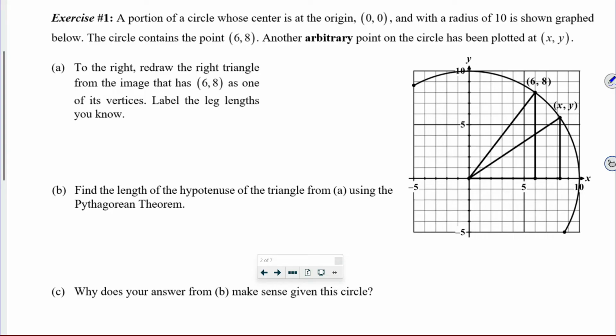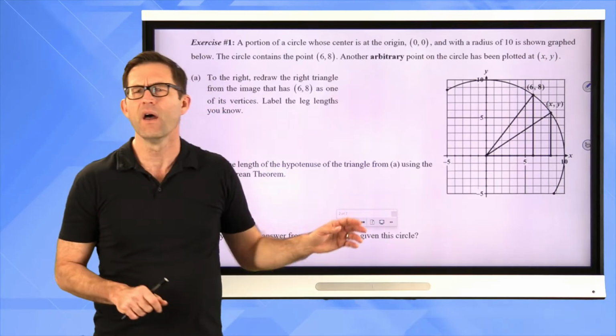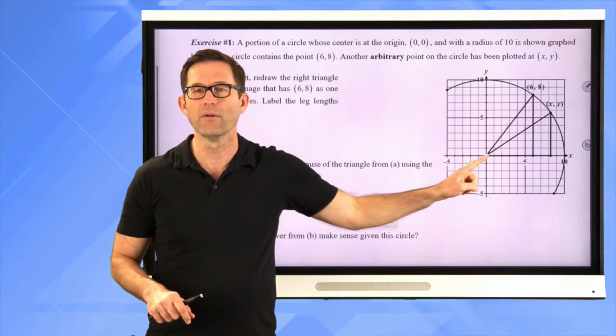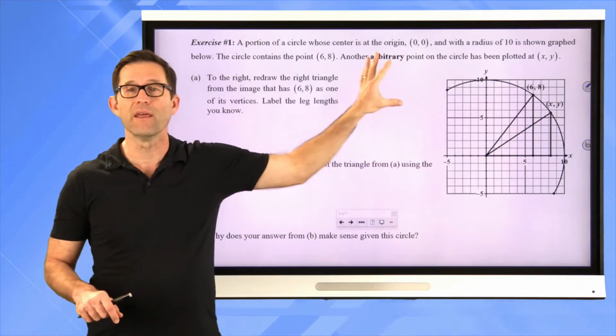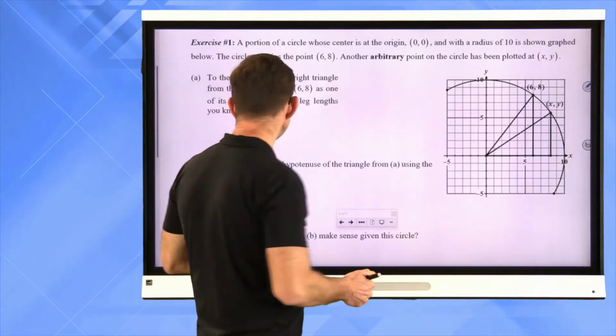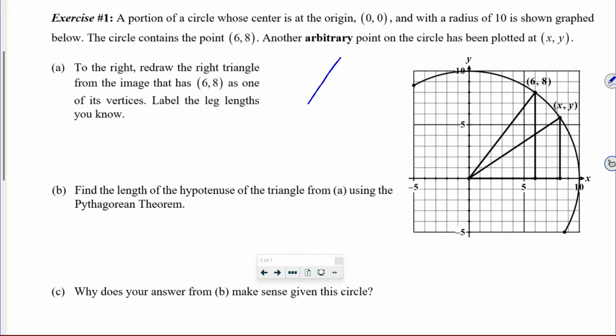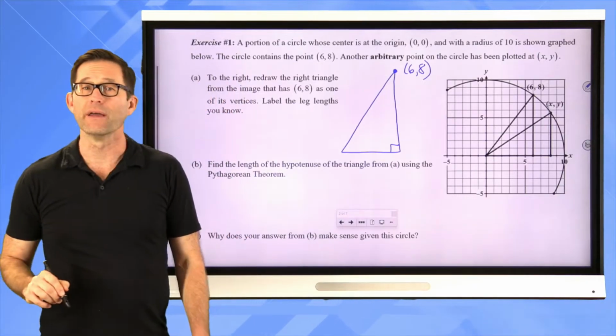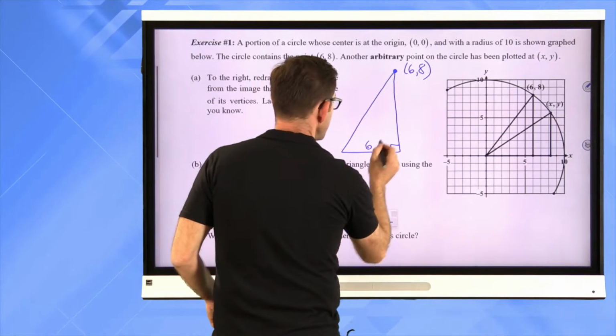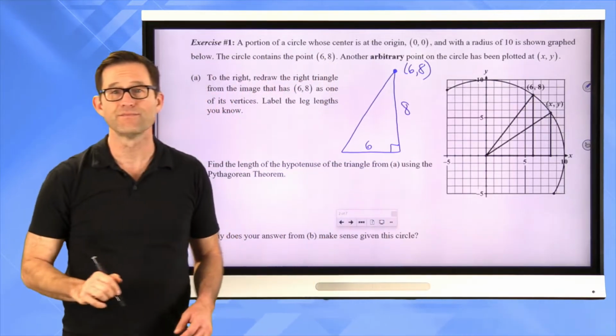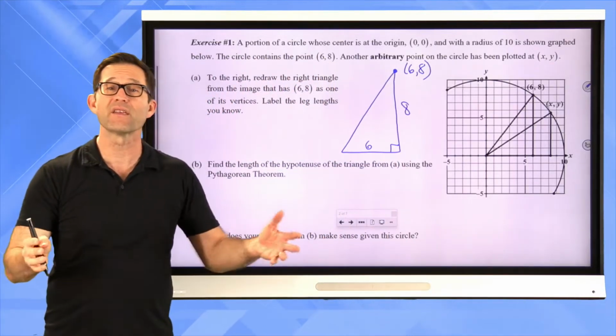Now let's look at letter A. To the right, redraw the right triangle from the image that has 6, 8 as one of its vertices. Label the leg lengths that you know. So I want to take this particular right triangle and reproduce it in this space right here. Let's do that together. We've got our nice right triangle, and this point up here at 6, 8. The whole point is that this leg has a length of 6 and this leg has a length of 8. Very simple. Those are the legs that I know.